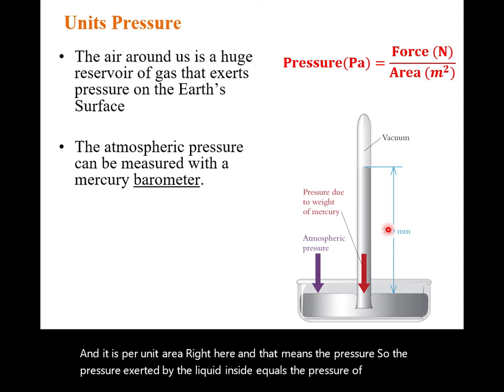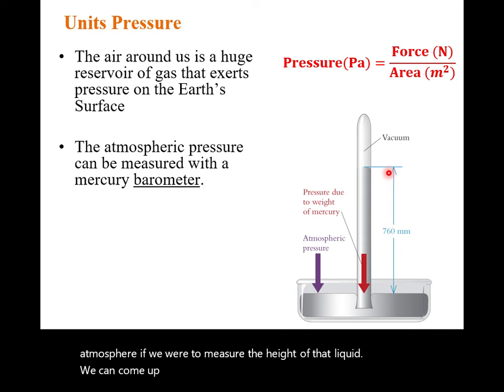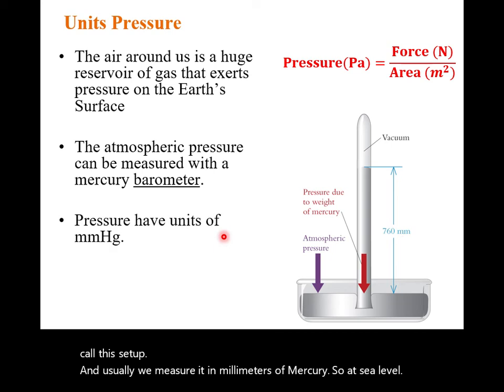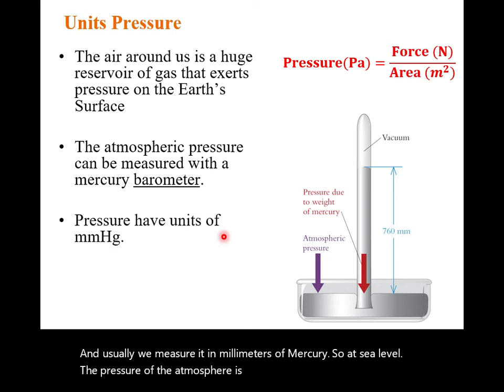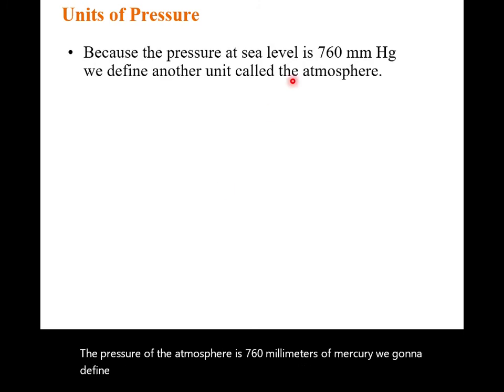If we were to measure the height of that liquid, we can come up with a way to measure the atmospheric pressure. We call this setup a barometer. And usually we measure it in millimeters of mercury. So at sea level, the pressure of the atmosphere is 760 millimeters of mercury. We're going to define that as the unit atmosphere. So 1 atm is roughly 760.